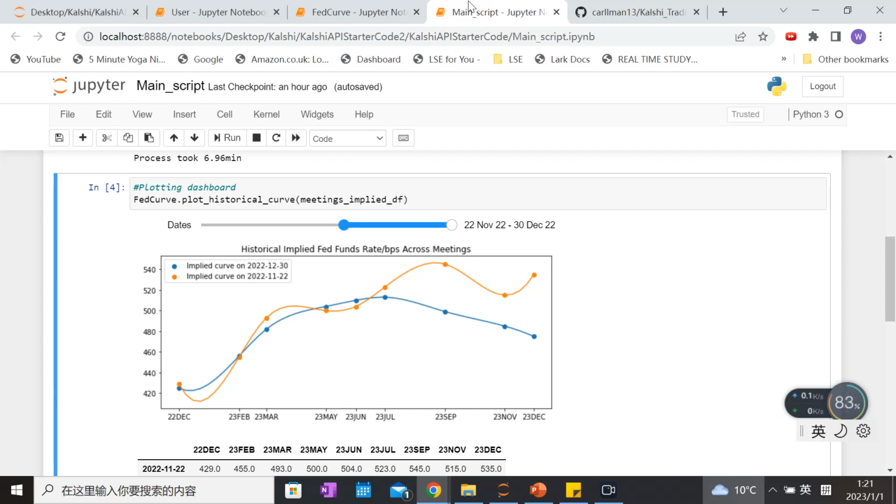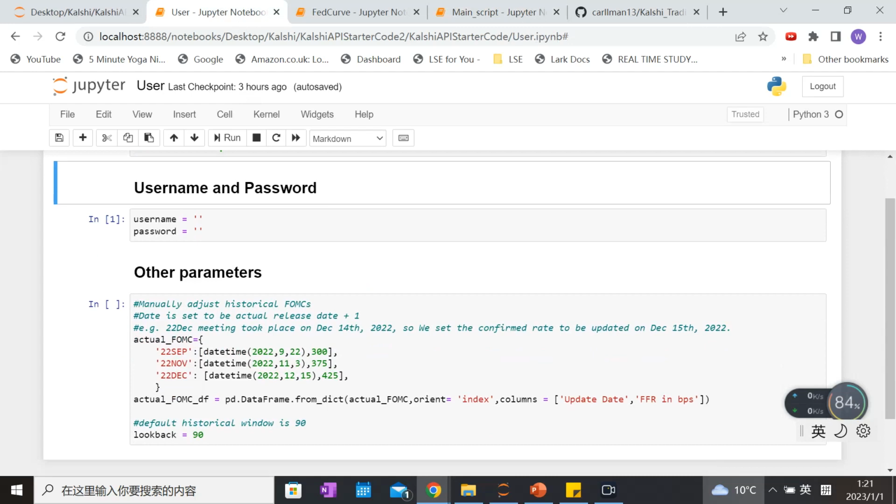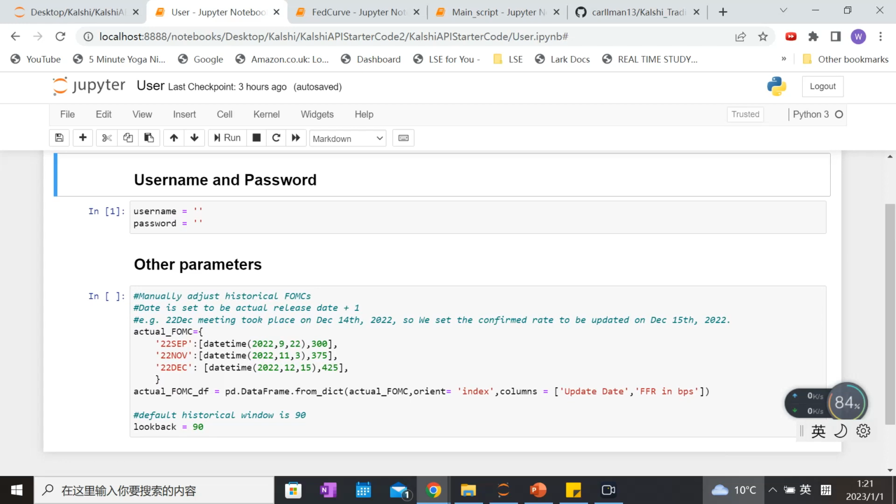For those who are interested, I'm providing some further demonstration of the project. Here are the 3 files. In the user file, you can set username and password, and you have to manually input the actual FOMC outcomes based on how the news came out.